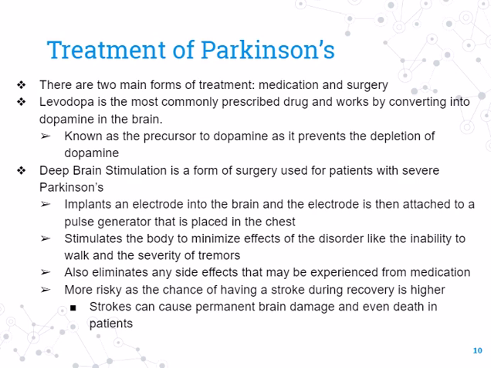So the second form of treatment and the more serious one is surgery. It's something called deep brain stimulation, and it's used for patients with severe Parkinson's. So in this case, an electrode is implanted into the brain, and then it's attached to a pulse generator that's placed right in the chest, right underneath the skin above the heart. So this stimulates the body and it minimizes effects like the inability to walk, the severity of tremors, and other physical symptoms, but it also minimizes and eliminates any side effects that might be experienced from medication.